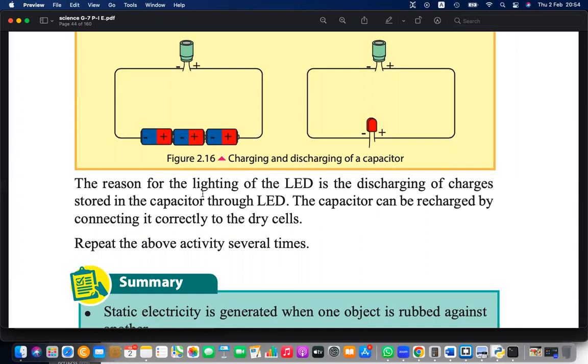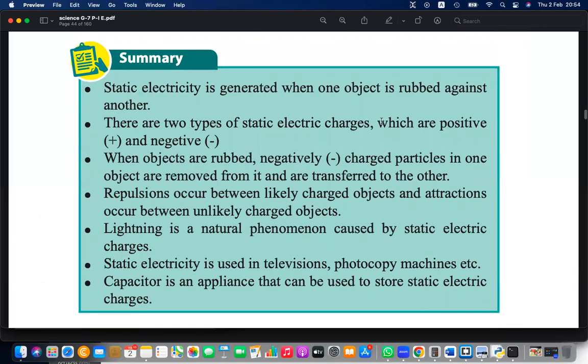The reason for the LED lighting is the discharging of the charge stored in the capacitor. You will see the light in the LED, but that will soon discharge. The capacitor is charged using the electricity in the dry cell, but once it is connected to something, it will be discharged. So capacitors are used in many circuits. This static electricity is needed, so it is used in many circuits.